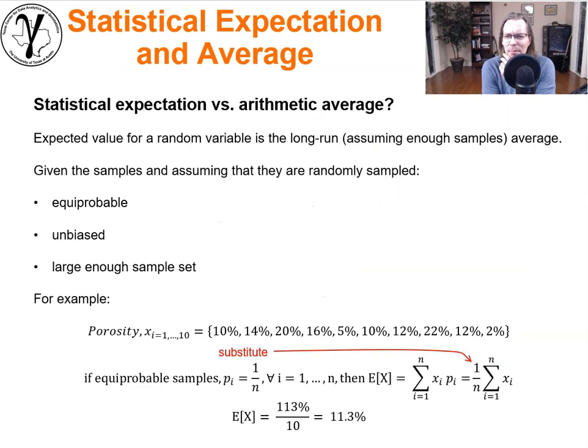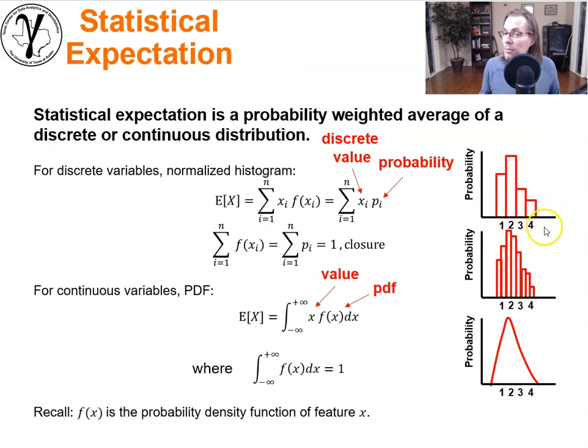Now, you might be sitting back there thinking to yourself, well, this just sounds like the arithmetic average. How is it different? Let's draw some parallels between them. The expected value for a random variable is the long-run average, and when we say long run, we're always assuming enough samples. So in other words, they are the same thing. If I had, not the distribution as shown here, but instead enough samples from the distribution, and I just calculate the average of them, that should be equal to the expectation, assuming I have enough samples.